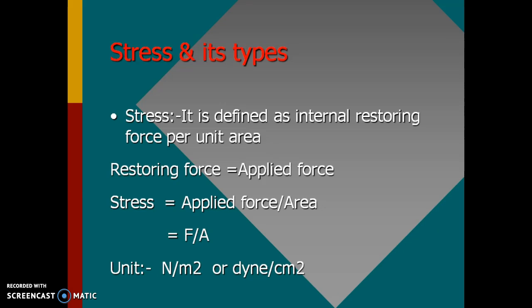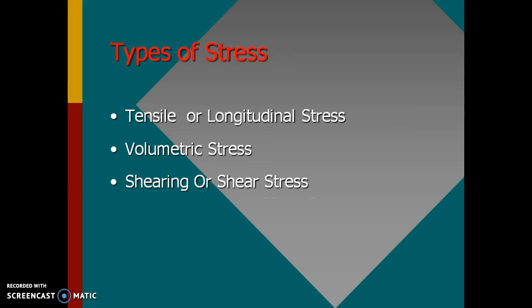Now the stress and its types. Stress is defined as internal restoring force per unit area, and restoring force is equal to applied force. So stress is equal to applied force upon area, and that applied force is denoted by F and area is A. The unit of stress: force is measured in Newton and area is in meter square, and in CGS system it's dyne per centimeter square.